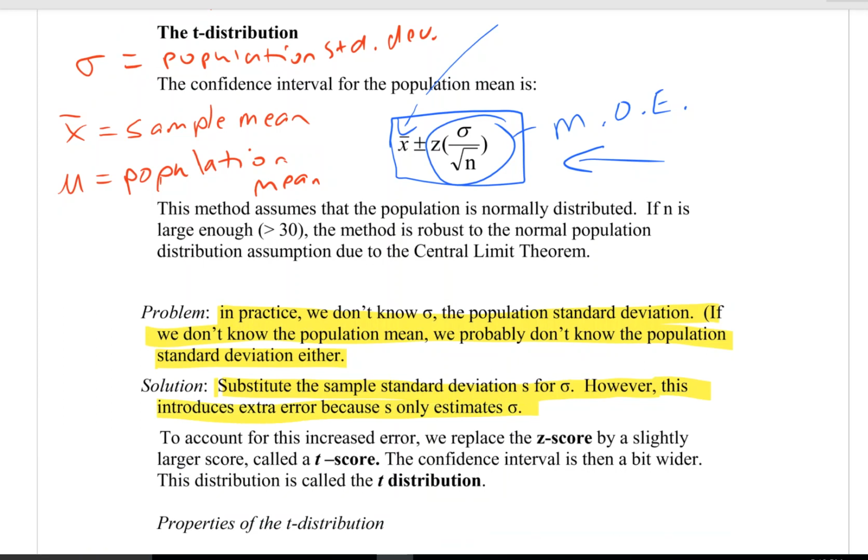To account for this increased error, we are going to replace the z-score by a slightly larger score called a t-score. And then the confidence interval becomes a bit wider. This distribution is called the t-distribution. And we're going to talk for a little bit about the t-distribution. The reason we're looking at the t-distribution is because it is going to be a way for us to compensate for the fact that we're using S instead of sigma. It's going to put a little tweak on the equation to account for that extra error.